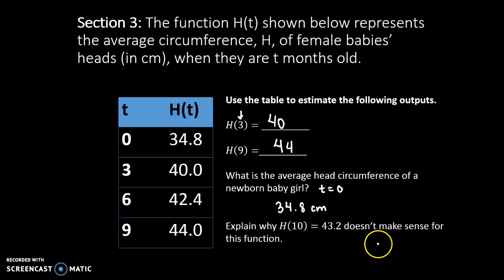Explain why H of 10 equals 43.2 doesn't make sense for this function. 10-month-old babies can't have smaller heads than 9-month-old babies. So a 9-month-old baby has a 44.0 circumference head, so a 10-month-old can't have a smaller head than a 9-month-old. Well, one could, but the average couldn't.